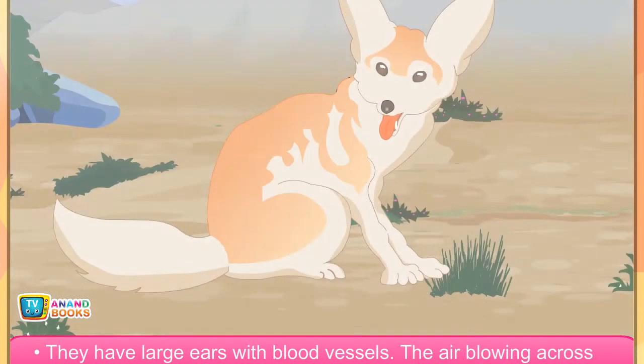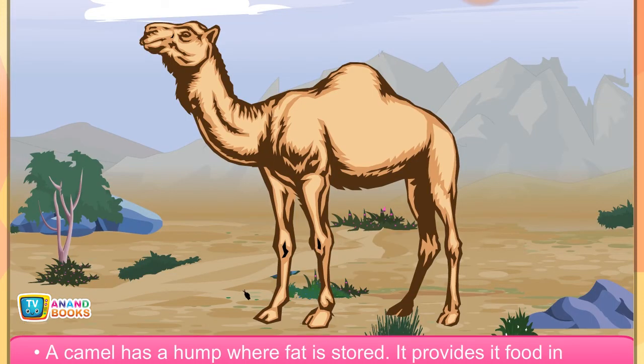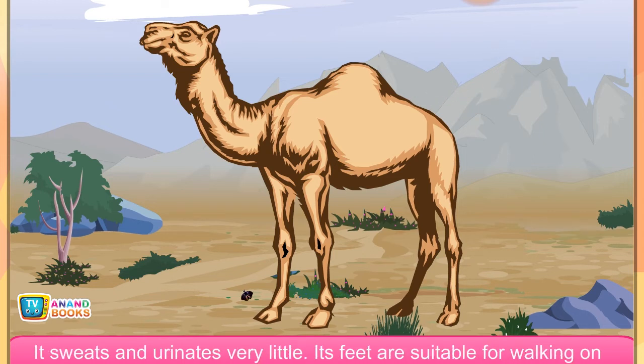They have large ears with blood vessels. The air blowing across the ears cools the blood, which in turn cools the body. A camel has a hump where fat is stored. It provides it food in times of shortage. It can drink a large quantity of water at a time. It sweats and urinates very little. Its feet are suitable for walking on soft sand.